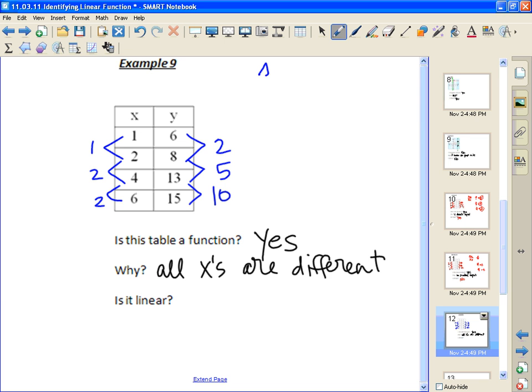So we put our change in y over our change in x. So 2 over 1 reduces to 2. 5 over 2 would be the next one here, and that does not reduce, so I leave that alone. And then the last one is 10 over 2, which would reduce to 5. So I have this rate of change is 5, this rate of change is 5 over 2, and this rate of change is 2. So because they're all different, I would say no, it's not linear.